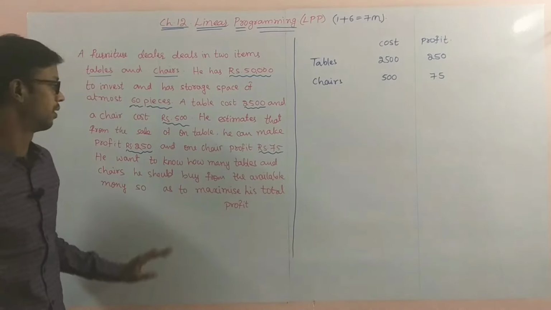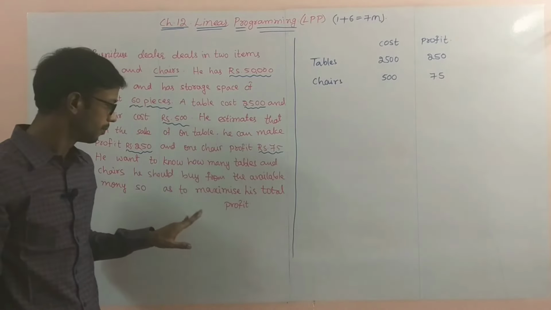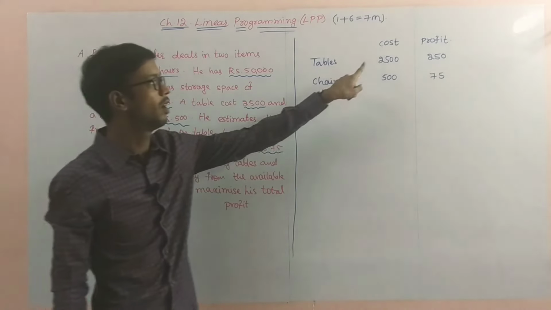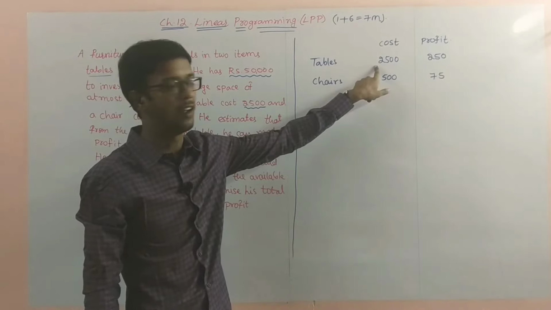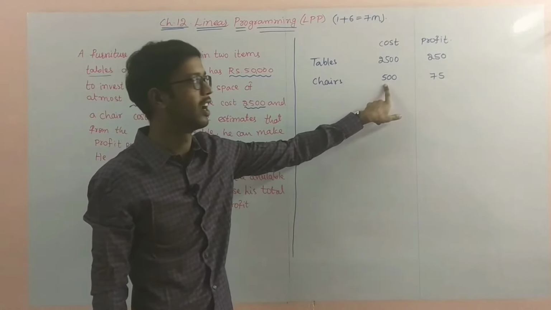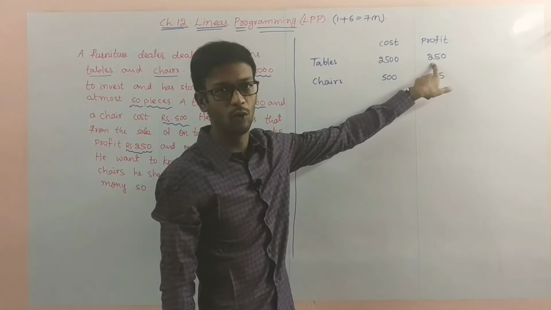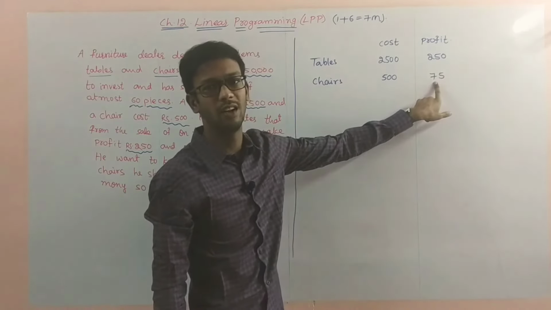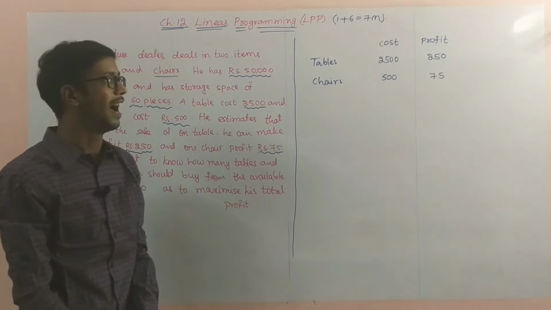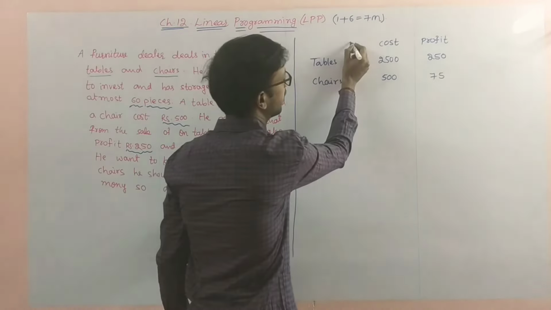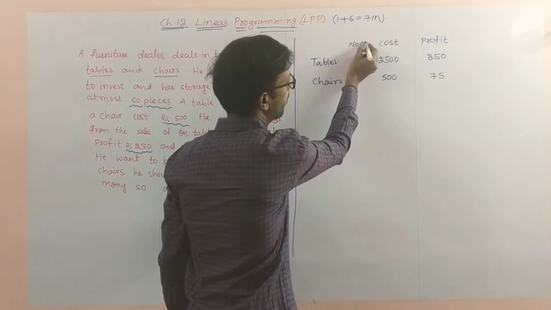So now you can see here, one table costs 2,500. One chair costs 500. One table's profit is 250 rupees. One chair's profit is 75 rupees. I'll take the number of chairs, the number of items.